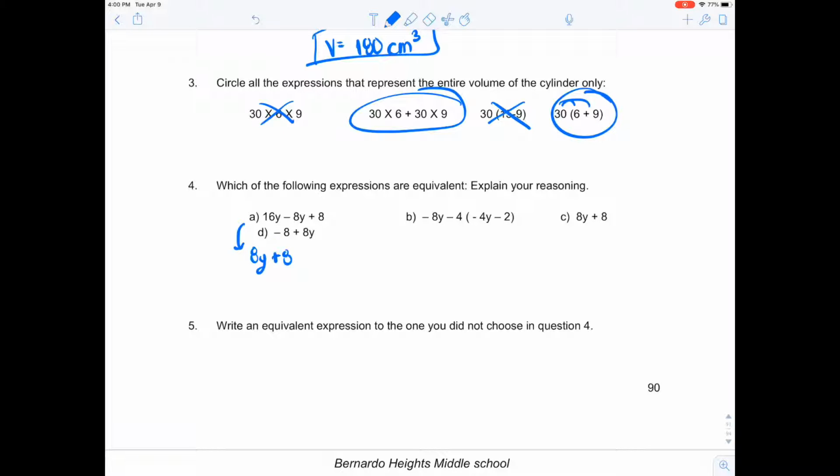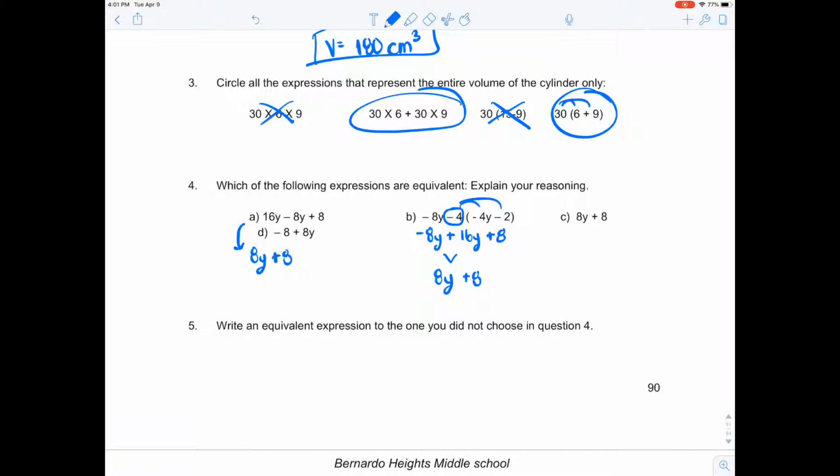B, I have negative 8y minus 4 times the quantity negative 4y minus 2. Whenever you see a distributive property problem, distribute first, because multiplication comes before any addition or subtraction. So I'm going to distribute this negative 4. Now I have negative 8y. Negative 4 times negative 4 is positive 16y. And then negative 4 times negative 2 is positive 8. There we go. Combine like terms. Negative 8y plus 16y gives you 8y. And then we have plus 8.